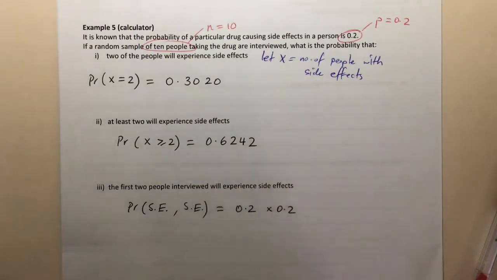We just want the first 2 people. We don't really care what happens after that, so we don't have to consider the next 8 people. We're just thinking of the first 2 people experiencing side effects, so 0.2 times 0.2, which is 0.04. So watch out for that sort of thing.